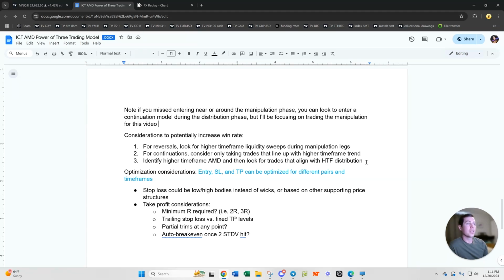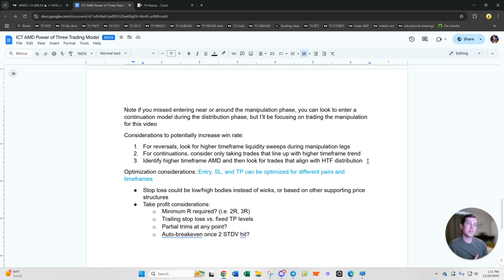And then things to consider for increasing your win rate with this strategy. If you're trading a reversal, maybe you only want to take these if there was a high time frame liquidity sweep, such as a previous session higher low, a previous day higher low, or previous week higher low, because often you will see reactions to those time-based liquidity levels. For continuations, maybe you only want to take trades that line up with the higher time frame trend to give you higher probability. And lastly, you could stack this model across multiple time frames. If you see a high time frame AMD and then zoom in and see a similar one on the lower time frame, that would add additional confluence.